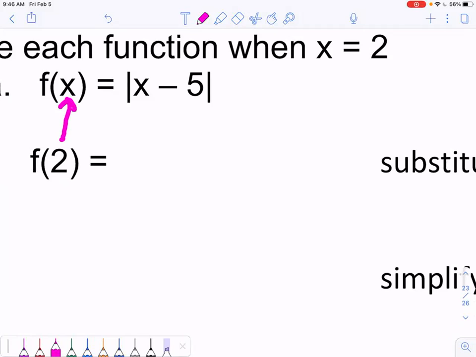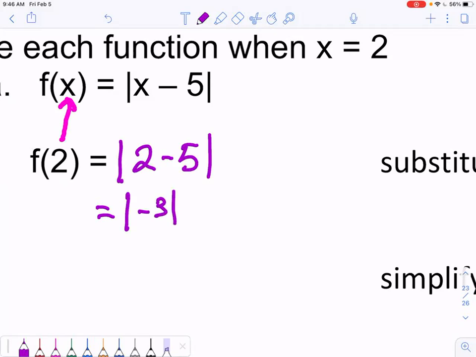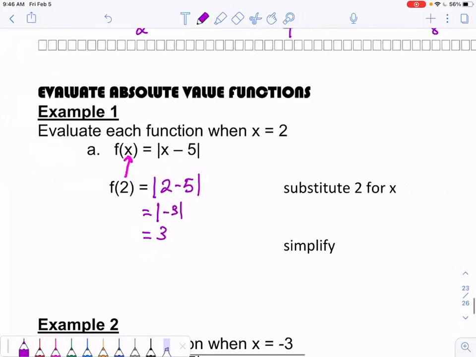So when we plug in 2, what do we get? What should I write down? And what is the absolute value of 2 minus 5? Good. So that's it. We're just substituting in 2 for the x's. This is called function notation.